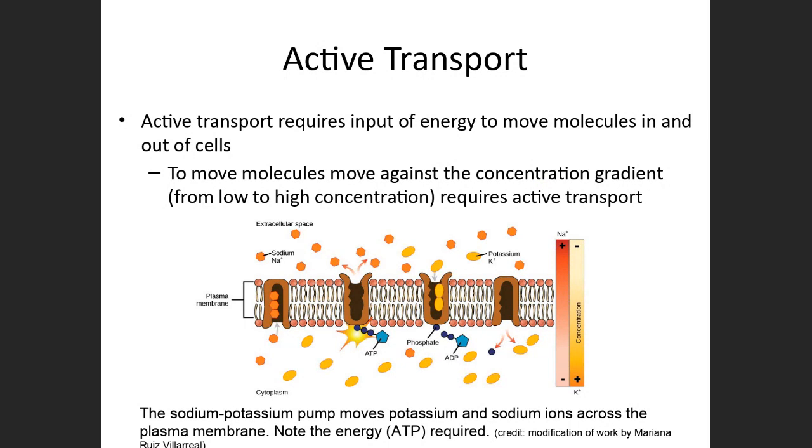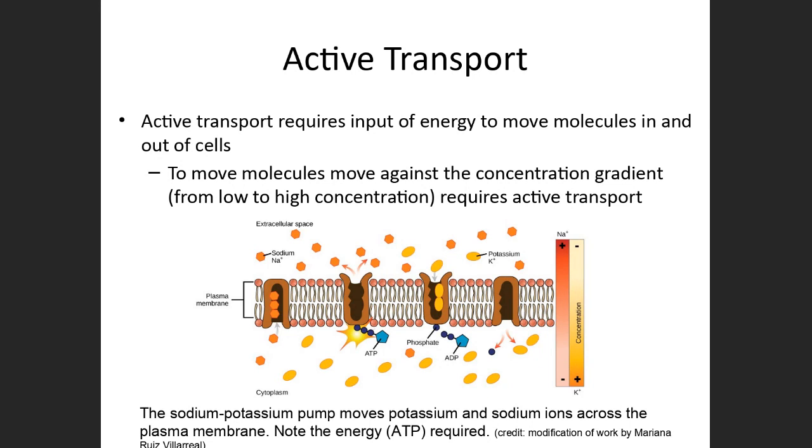Okay, sometimes cells need to move things in or out against that gradient, right? So let's say there's only a little bit of potassium inside your cell, but your cell wants more. And your cell wants more than is outside, right? It doesn't want it to be even inside and outside the cell. It wants all the potassium, right? It's going to have to work for it. Diffusion happens naturally to make things even. If the cell wants things uneven, it's going to have to put a little effort in. So active transport is using energy to move molecules in and out of cells.